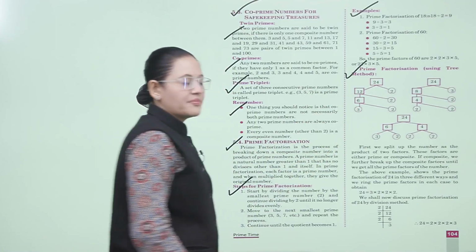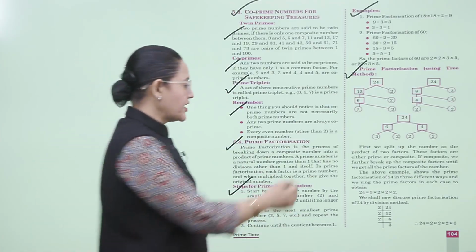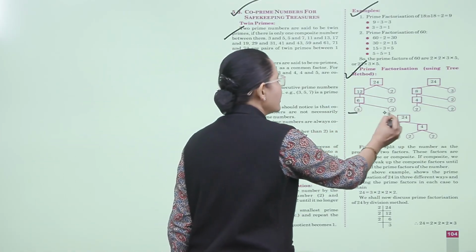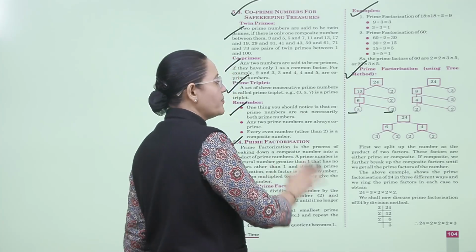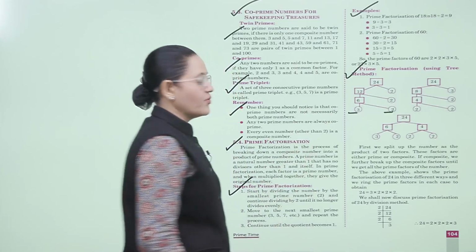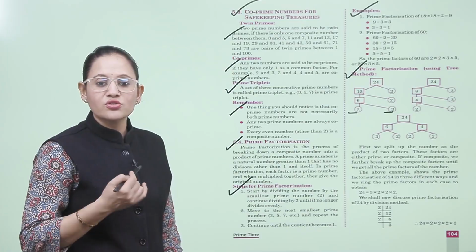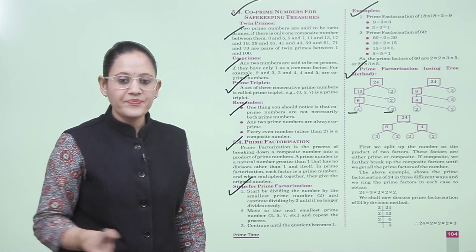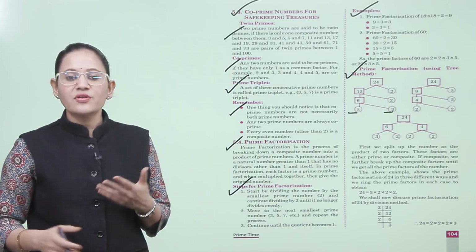Again, 6 is a composite number, we'll divide it by 2, we'll get 3. Now 2 and 3 are prime numbers. So the prime factorization of 24 is 2 into 2 into 2 into 3. Clear?